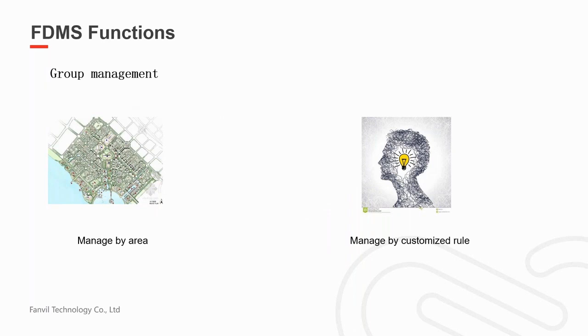FDMS provides central configuration and central maintenance, but we can define different kinds of management for these devices. For example, we can define and manage devices by area, and we can also define devices with the same model name as a group. Moreover, we can define different kinds of devices into another customized rule for centralized management, which is very flexible for maintenance and management.